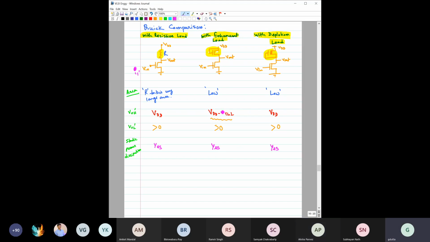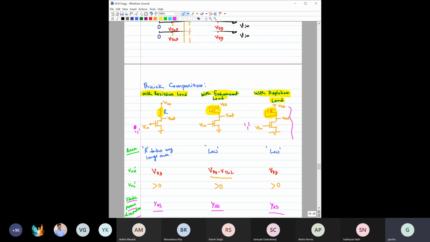Right. So for all three, you can see the static power dissipation is an issue. Because for all three, if you have given here 1, then this is already on. So you can see there is a direct path between this, and that gives rise to this static power dissipation. So we have to think, from this perspective, that we do not want the static power dissipation, right?